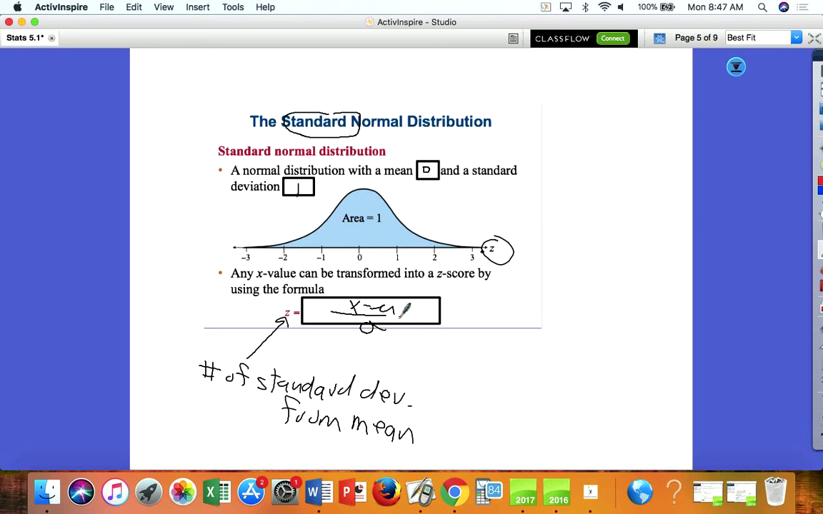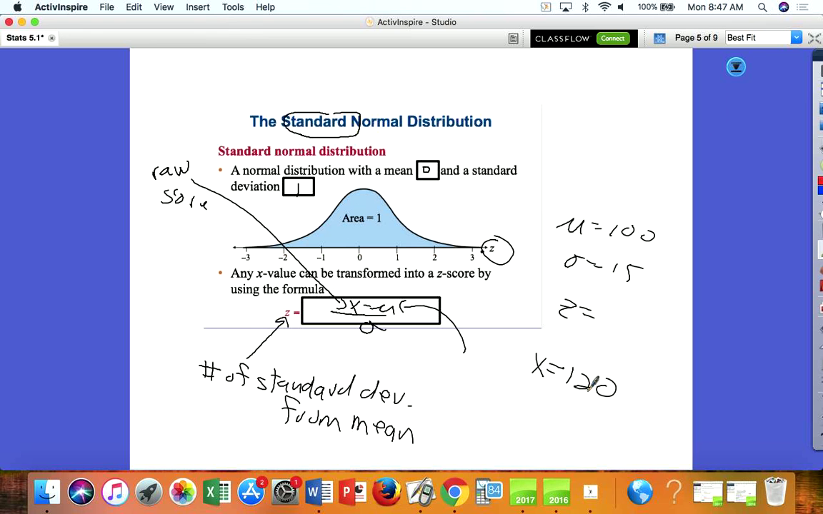So x is the score you're trying to convert. Okay, x is the raw score. Mu is the mean of the original distribution. So like the mean of the IQ is 100. The standard deviation is 15. So what's the z-score of 120?